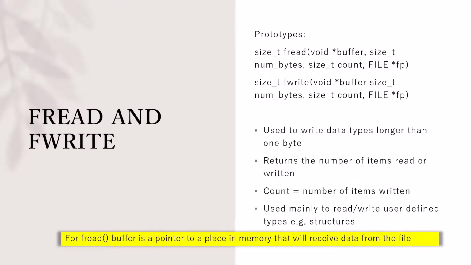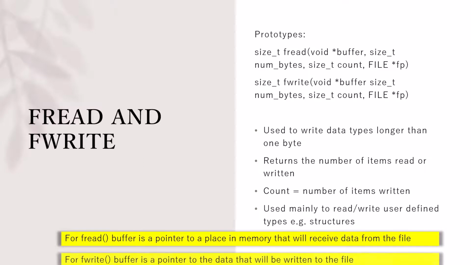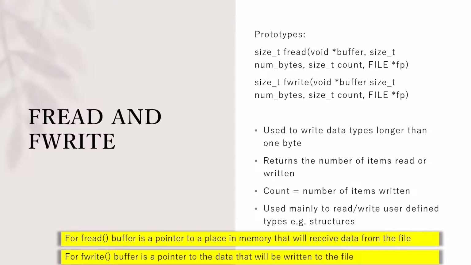For fread, buffer is a pointer to a place in memory that will receive data from the file. So that could be as simple as the address of a variable, right? And then size_t num bytes would be the size of that variable type, right? So sizeof int or sizeof float, etc., or sizeof the structure for that matter. For fwrite, buffer is a pointer to the data that will be written to the file. Okay, so that's the buffer for fwrite.